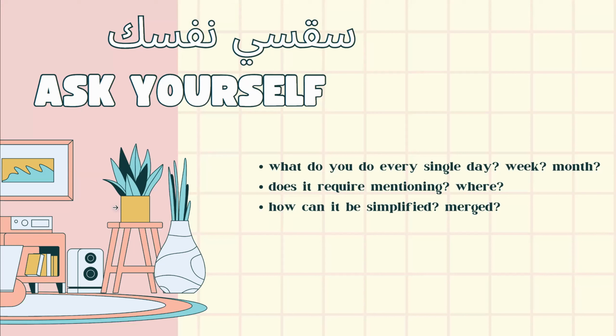But if it takes a lot of time from you, should you even mention it? And how can that routine be simplified or merged? So, for example, if you already have a tracker for, let's say, a 10K step goal, and you already have a smartwatch that will track your walk or your pace, you don't really need to mention it every day, either on your calendar or anything. You already have a tracking system. You don't need to do it again.